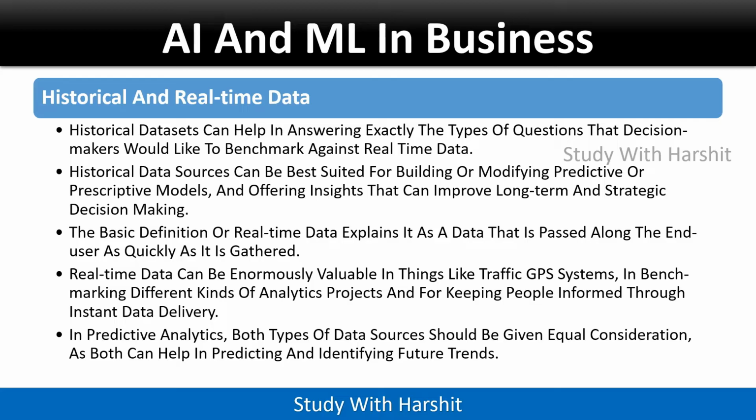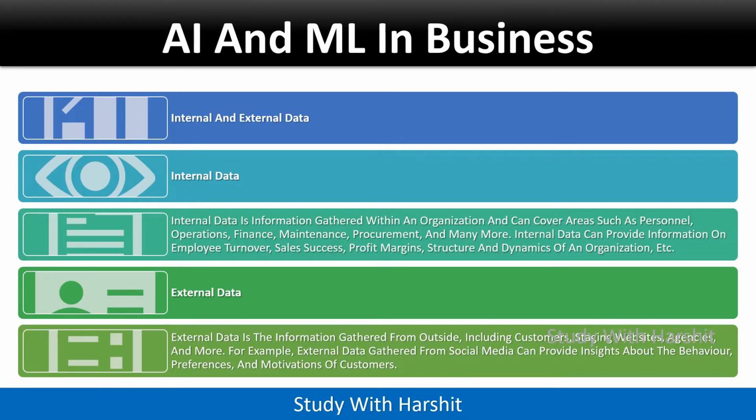The basic definition of real-time data explains it as data that is passed along to the end user as quickly as it is gathered. Real-time data can be enormously valuable in things like traffic, GPS systems, in benchmarking different kinds of analytics projects, and for keeping people informed through instant data delivery. In predictive analysis, both types of data source should be given equal consideration as both can help in predicting and identifying future trends. Internal and external data.